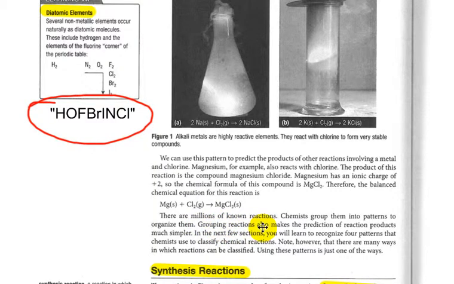Of course, there are millions of known reactions. Chemists group them into patterns to organize them. Grouping reactions also makes the prediction of reaction products much simpler. In the next few sections, you learn how to recognize 4 patterns that chemists use to identify chemical reactions. Note, however, there are many ways in which reactions can be classified. Using the patterns is just one way.